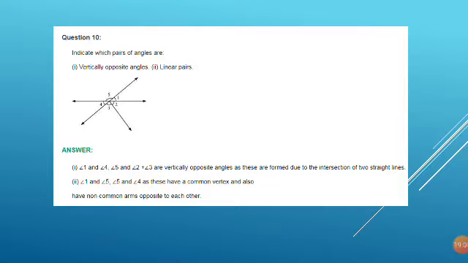Next one, the second one, is a linear pair. A linear pair means the angles form a straight line, for example angle 1 and angle 5. It is a linear pair, correct? Another one: angle 1 plus angle 2 equal to angle 5 plus angle 4. They have a common vertex, and also have no common arms, opposite to each other.